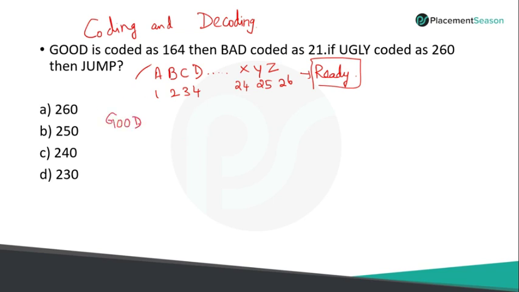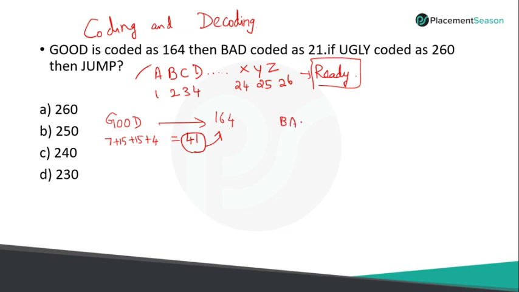GOOD is coded as 164. So what is the number for G? It is 7. O is 15, and O is 15, and D is 4. So what is 7 plus 15 plus 15 plus 4? It is 41. So GOOD is coded as 164. So 41 is somehow related to 164.